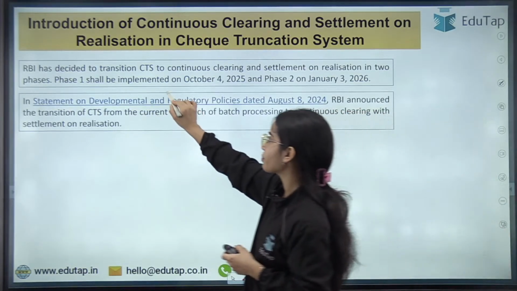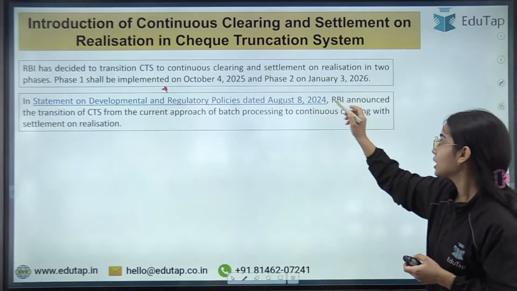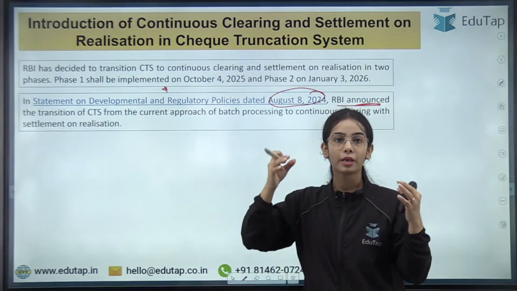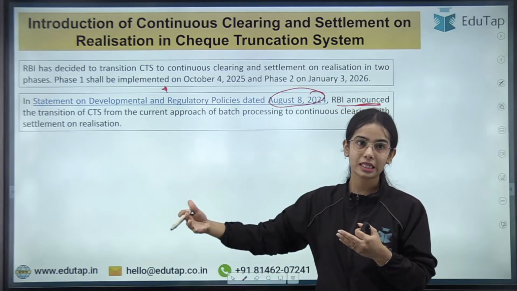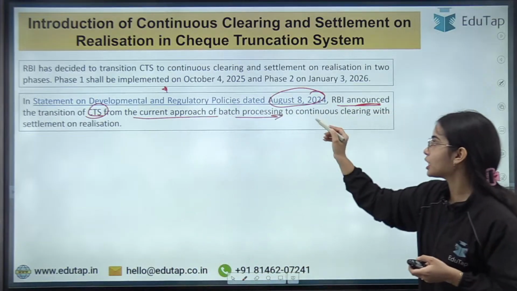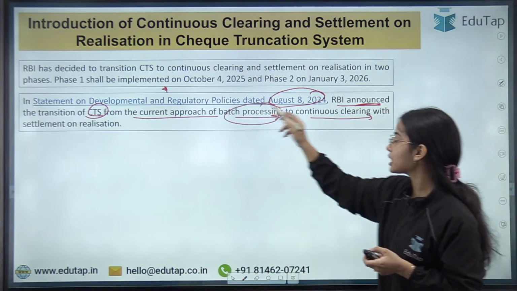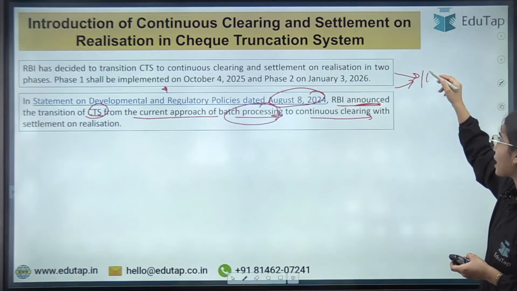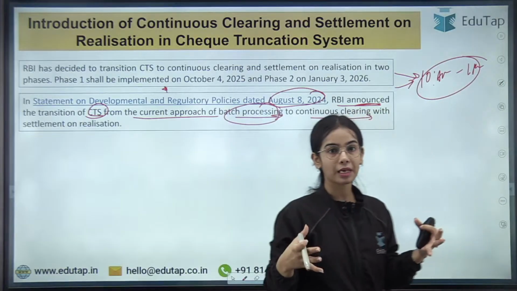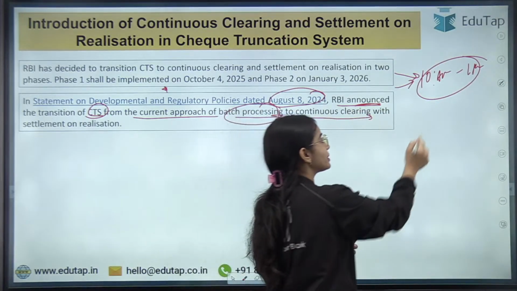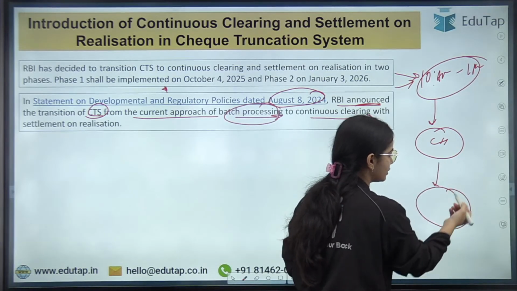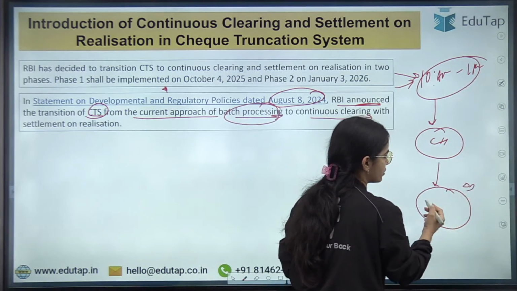So in the Statement on Developmental and Regulatory Policies in August 2024, the RBI said that we are going to move from the batch system to continuous clearing. Okay, so we will transition the CTS from the current approach of batch processing to continuous clearing, because in batch processing the checks were collected in a batch, let's say from 10 AM till 1 PM, whichever checks are coming in this time period will be collected together and sent in a batch to the clearing house, and then they will be cleared by the drawee bank in a batch. Okay, only.